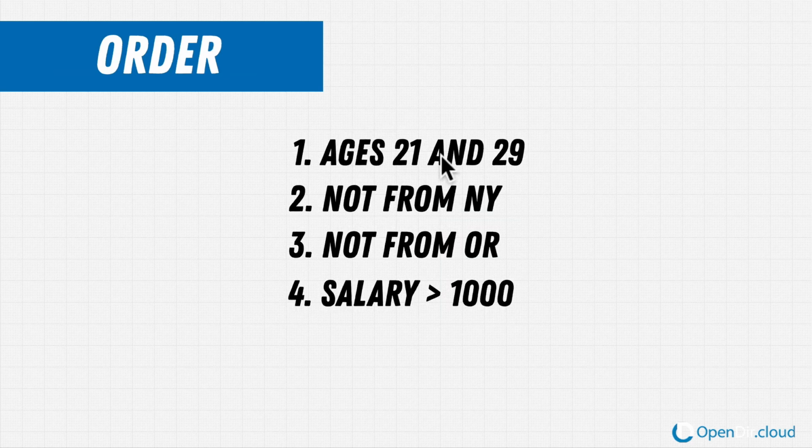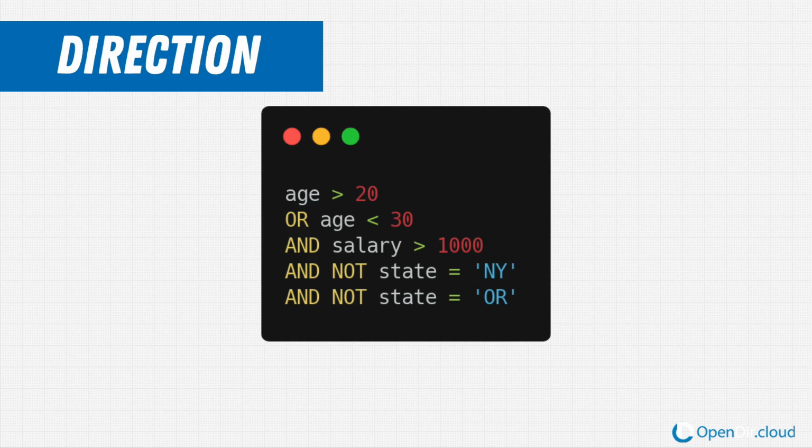For everyone between the age of 21 and 29, not from New York, not from Oregon, give me the ones that have a salary larger than 1,000. And that's how we would read that where statement, that filter statement. Okay, one more. Let's say you had this.